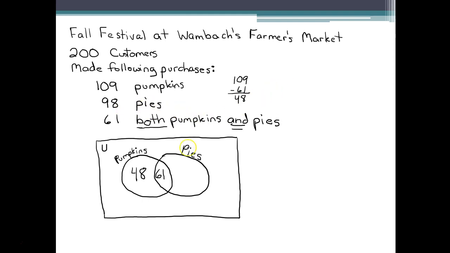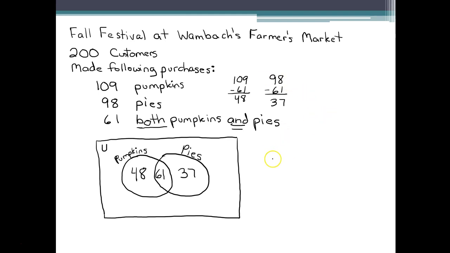Then for the pies, 98 pies. Well, again, the pie circle also has 61 in it already, so we don't want to double count that. So we're going to take the 61 from the 98 pie purchases, and we see we need to put a 37 here. And that way now the entire pie circle has 98 in it.